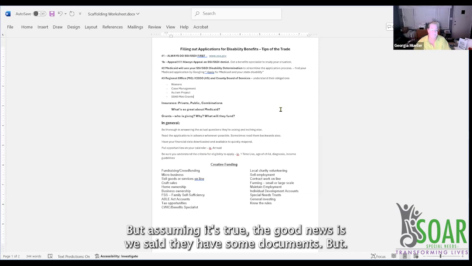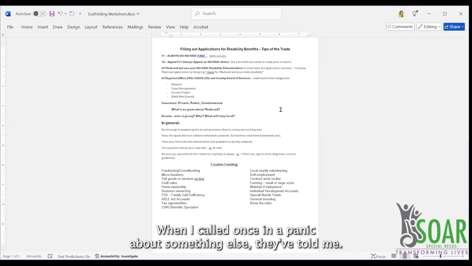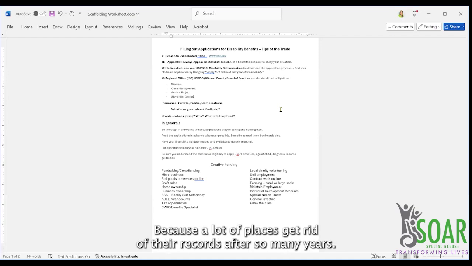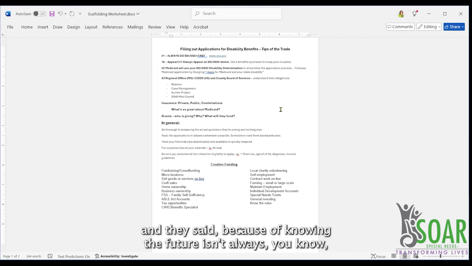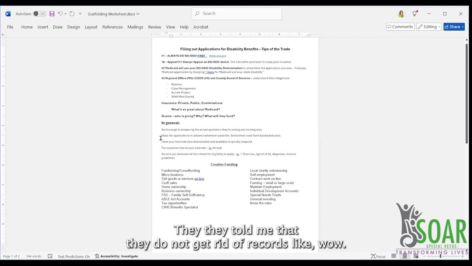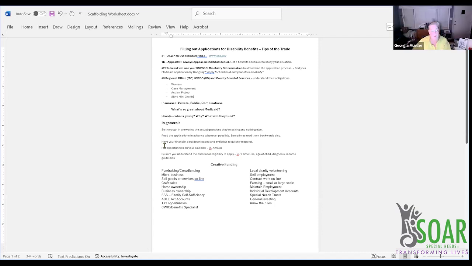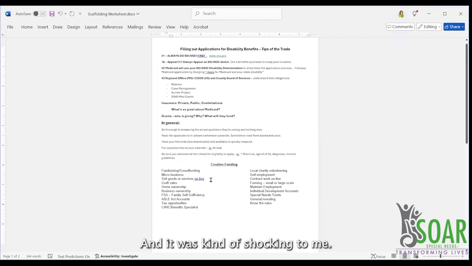Assuming it's true, the good news is, besides they have some documents, Children's Mercy, when I called once in a panic about something else, told me, because a lot of places get rid of their records after so many years, and I was trying to track down my daughter's, they said they do not get rid of records. Like, wow. Yeah. Now, again, that's what they told me at the time, and it was kind of shocking to me. But it's not always easy to get.